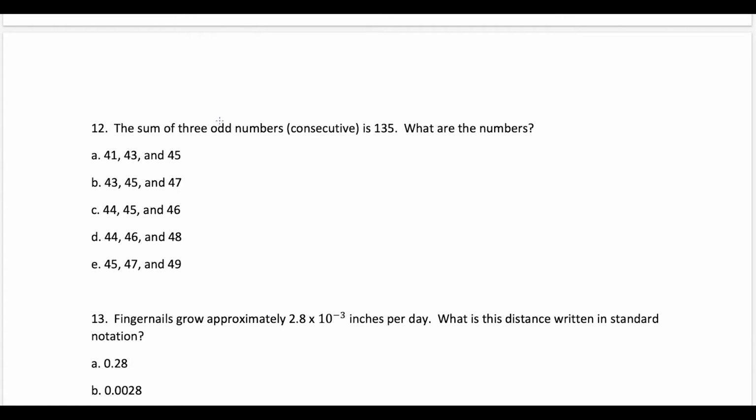Question 12, we want the sum of 3 consecutive odd numbers to be 135. Now, use process of elimination here. The 3 numbers have to be odd and they have to be consecutive.